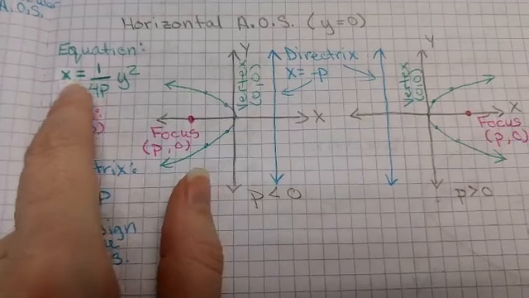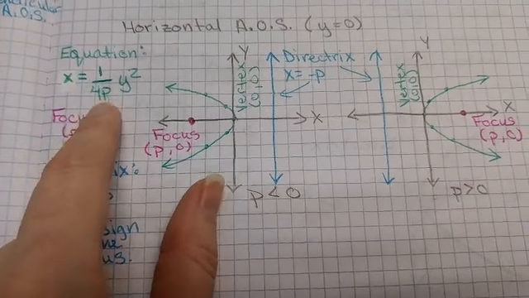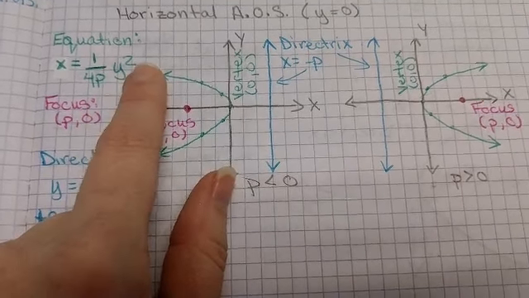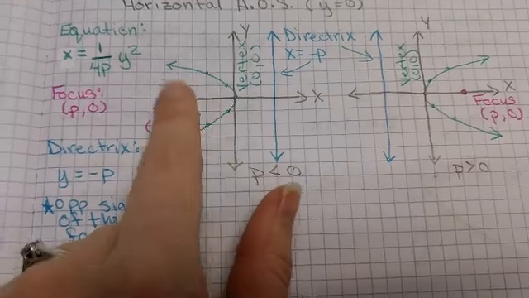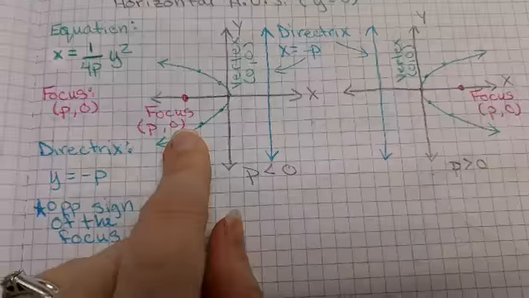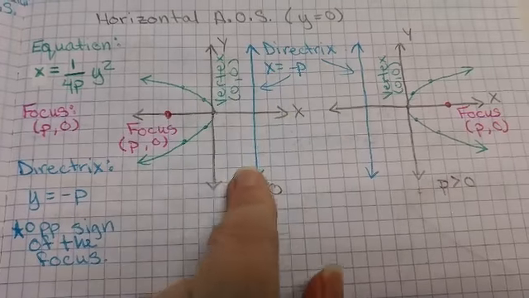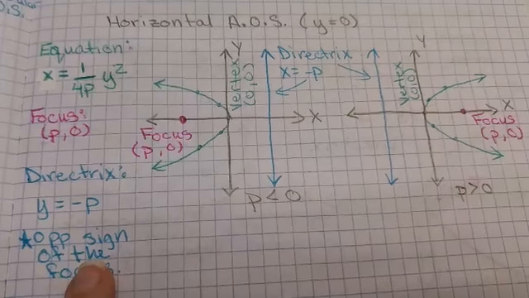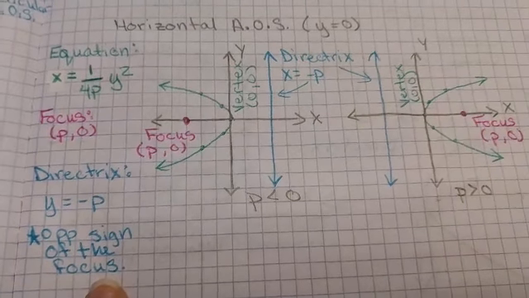This time it's going to be x equals 1 over 4 times p and then y squared. Our focus, since we're on our side, is now going to be p comma 0. And our directrix is going to be x equals negative p. That negative p still means that we have the opposite sign of our focus.